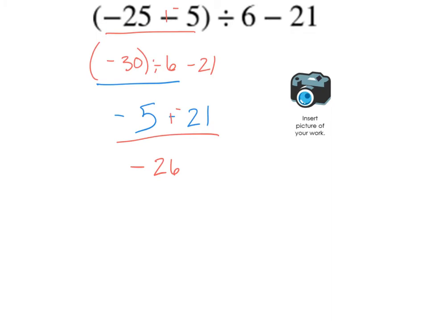If you got a negative 26, you can upload your picture and move on to the next slide. If you did not get a negative 26, let's figure out how to do this.